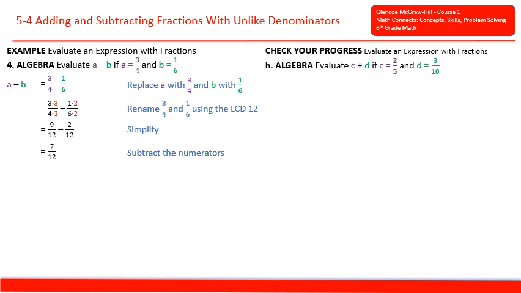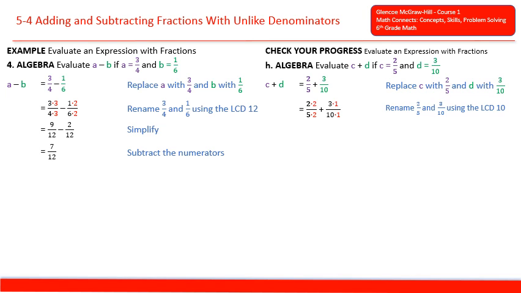Check your progress. Evaluate C plus D if C equals 2/5 and D equals 3/10. So C plus D. All we're going to do is plug in 2/5 for C and 3/10 for D. We get a new expression of 2/5 plus 3/10. Now we need to find the least common denominator. 10 is a multiple of 5, so 10 is the least common multiple of 10 and 5. The least common denominator is the least common multiple of the denominators. So we have 2 times 5 is 10, 2 times 2 is 4, and 3 times 1 and 10 times 1, since 3/10 is already fine. If we add 4 and 3 in the numerator, we get 7/10.